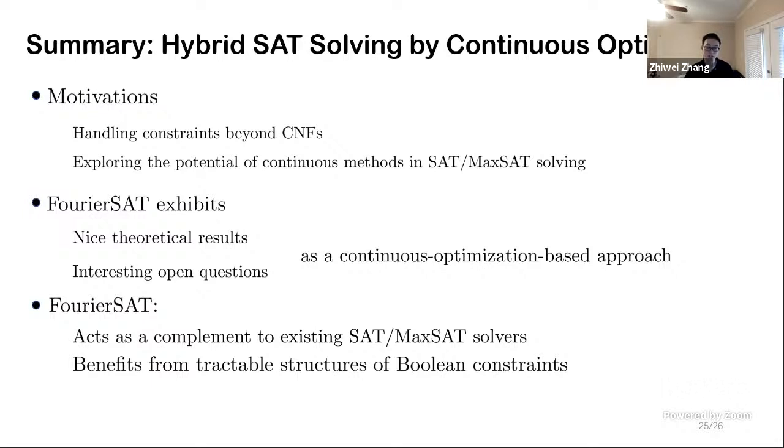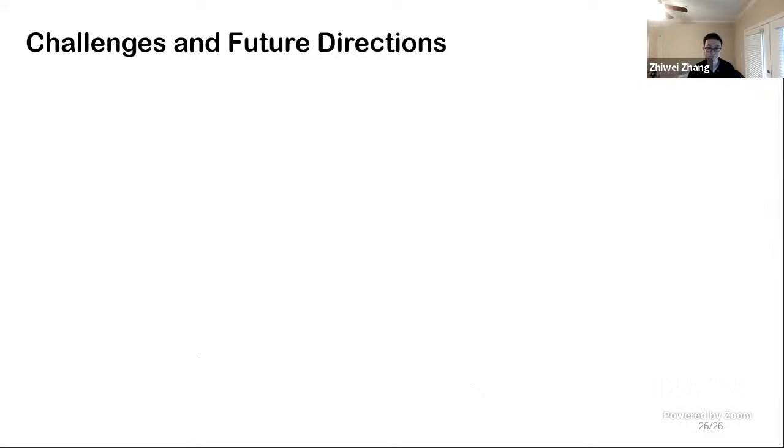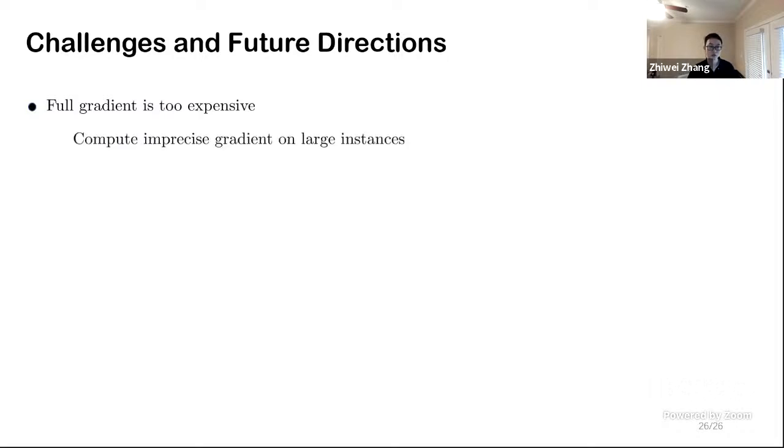Since the framework can be decomposed into parts, it should benefit from the improvement from each area, for example, tractable structures of Boolean constraints and the techniques in continuous optimization. As for challenges and the future directions, first of all, the full gradient is really expensive on industrial benchmarks, so we want to compute imprecise gradient.